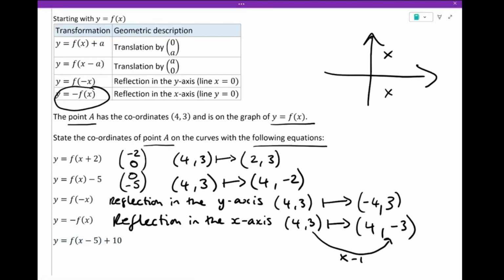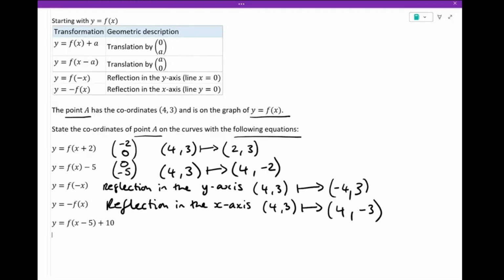So the distance above the x-axis here should be the same distance as below the x-axis here, which would be the case if we just multiply our y-coordinate by -1. Let's consider our final scenario. This time we have two things going on. We have a -5 inside the brackets and a +10 outside. So we're adding and subtracting. Both of these represent translations.